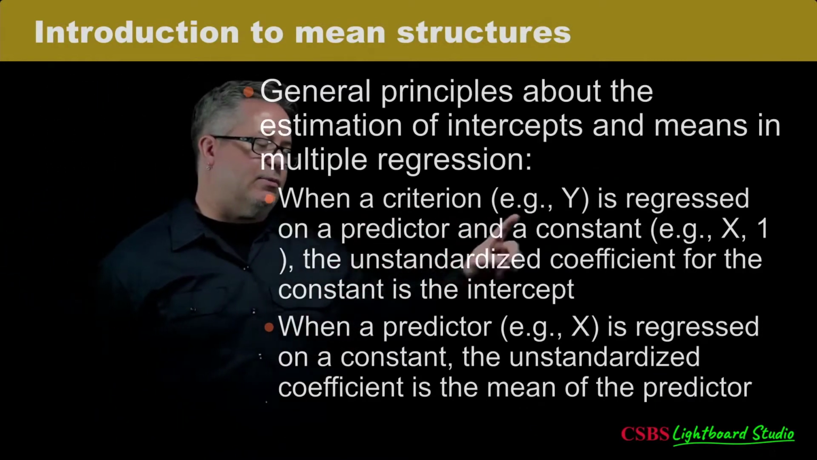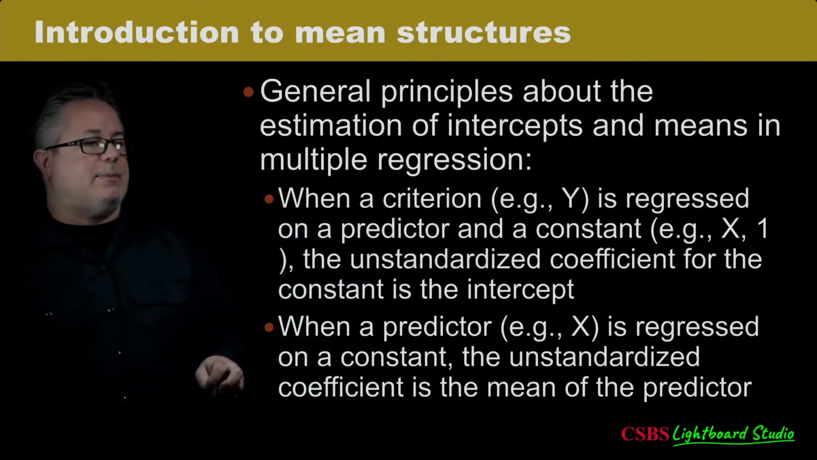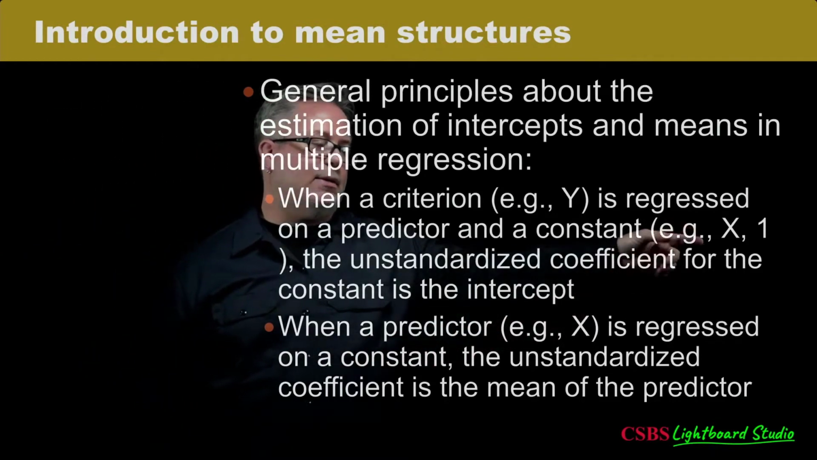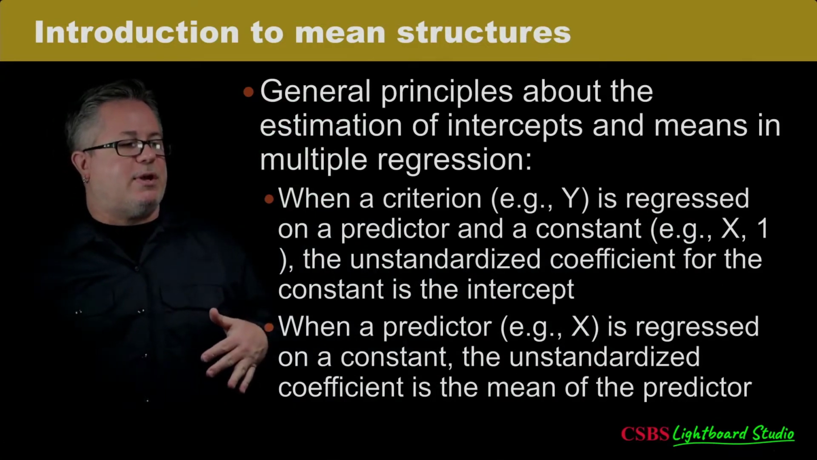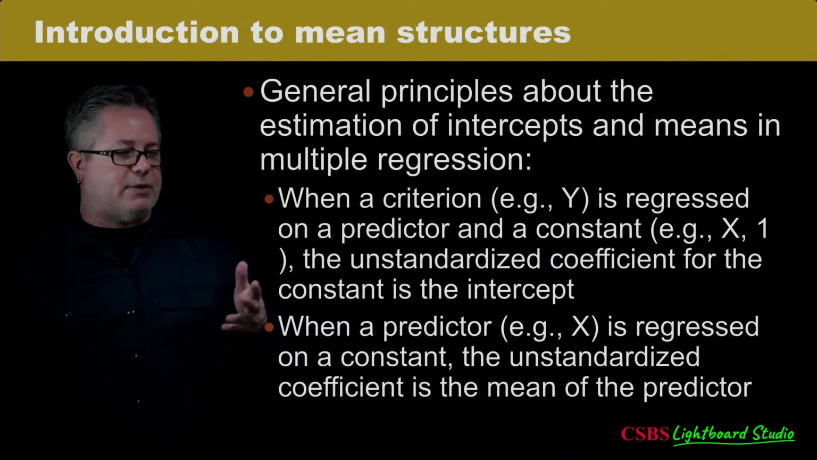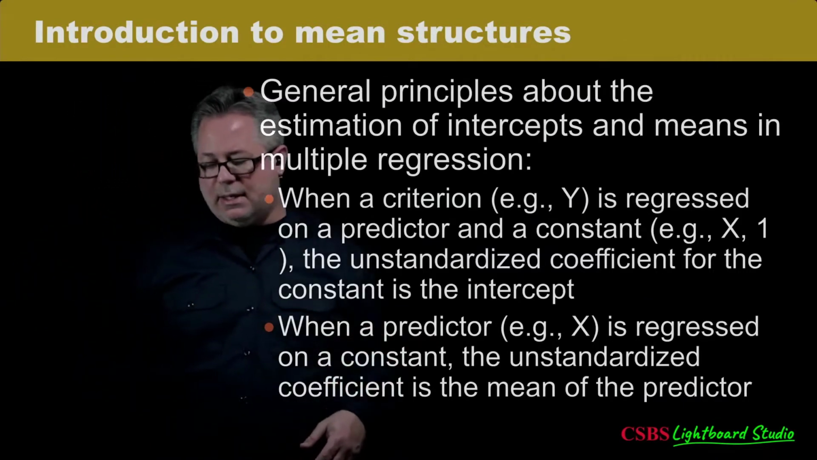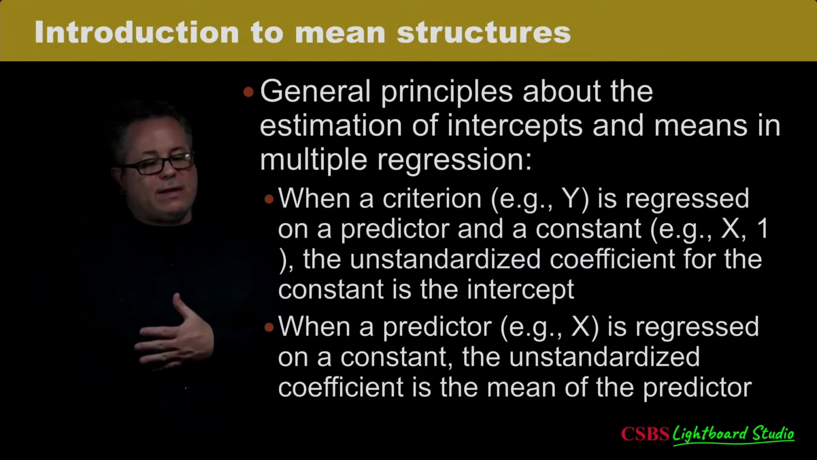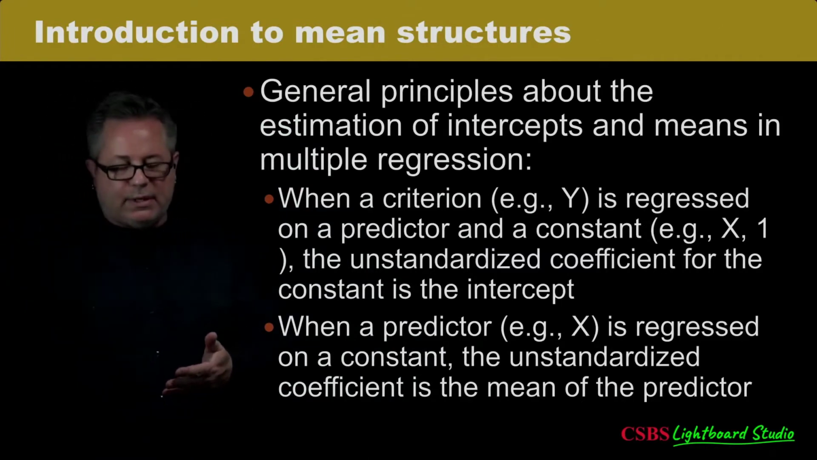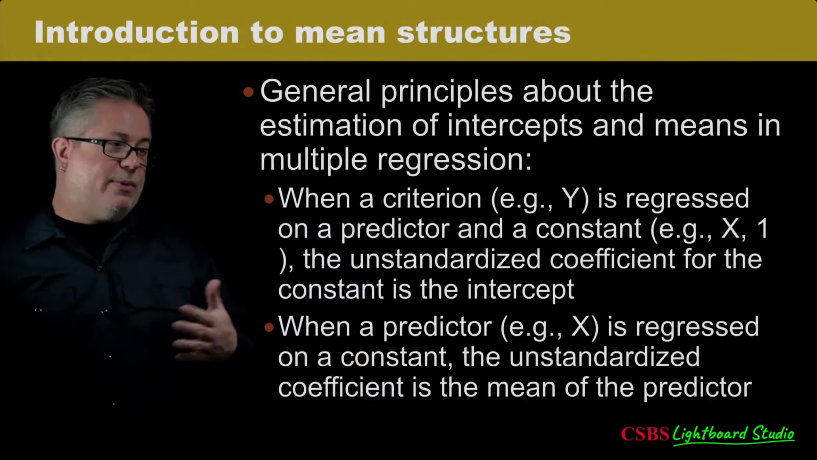When a criterion variable, an endogenous variable, is regressed on a predictor and a constant at the same time, so we have both x and the constant predicting it, the unstandardized coefficient for the constant is the intercept. That's how we get the intercept. However, when the predictor is regressed on the constant, that same coefficient is actually the mean, not the intercept. So the same constant gives us both the means of the exogenous variables and the intercepts of the endogenous variables.